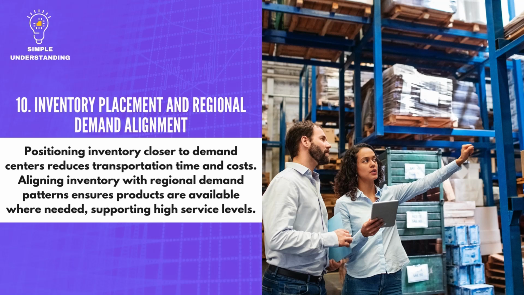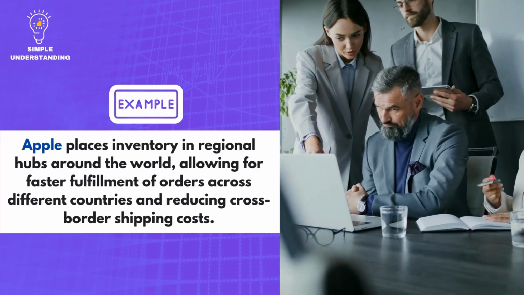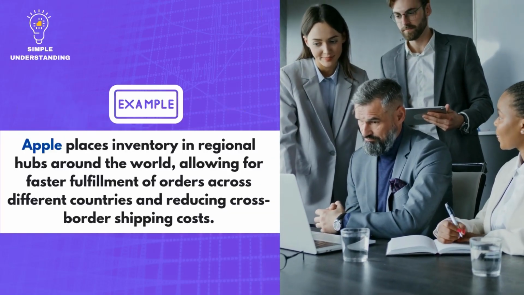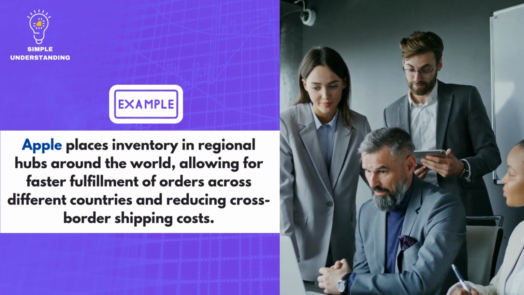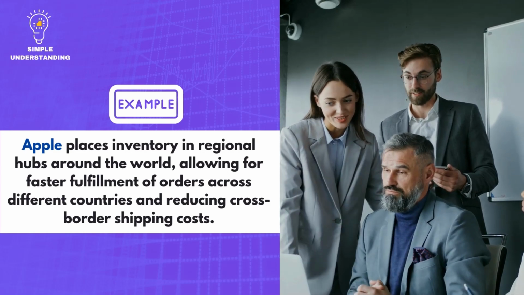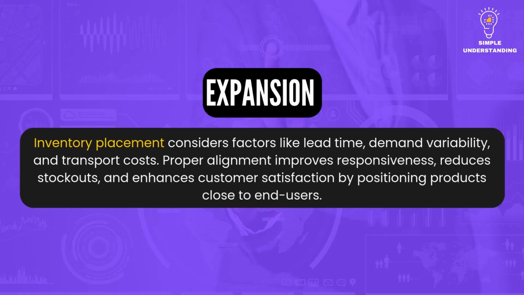Explanation. Positioning inventory closer to demand centers reduces transportation time and costs. Aligning inventory with regional demand patterns ensures products are available where needed, supporting high service levels. Real company example. Apple places inventory in regional hubs around the world, allowing for faster fulfillment of orders across different countries and reducing cross-border shipping costs. Expansion. Inventory placement considers factors like lead time, demand variability, and transport costs. Proper alignment improves responsiveness, reduces stockouts, and enhances customer satisfaction by positioning products close to end users.